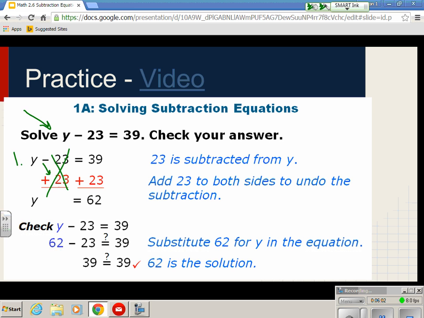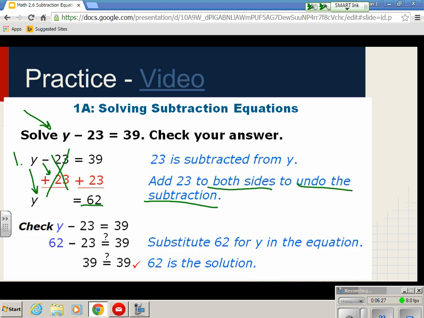But don't forget, you got to add 23 to the other side, because what you do to one side, you got to do to the other. Both sides have to undo the subtraction. Okay? And when you add 39 and 23 together, you get 62. Where does the y go? Y just comes down, so that then you have y equals 62.